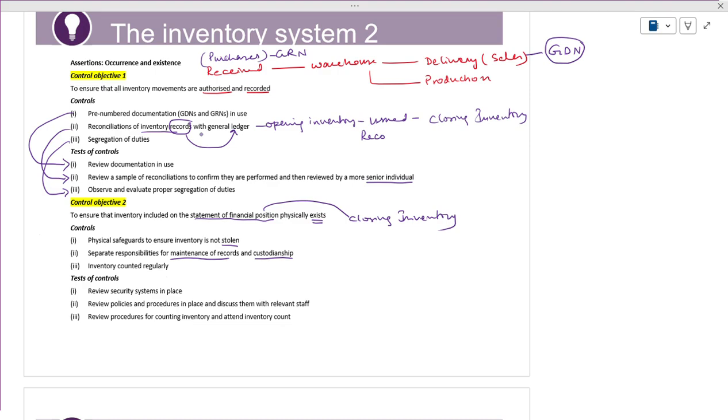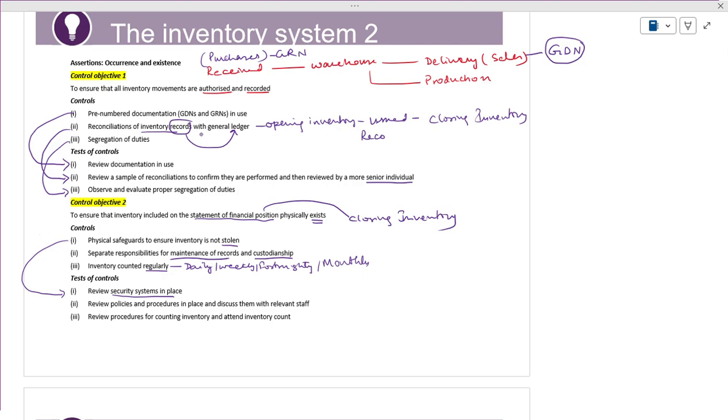Inventory counted on a regular basis. When you say regularly, you can put it on daily, weekly, fortnightly, or monthly, but preferably not more than a fortnight. You should not delay, okay? Inventory counted regularly. When you are talking about the safeguards, again, I am putting this for your understanding: what security systems are in place?